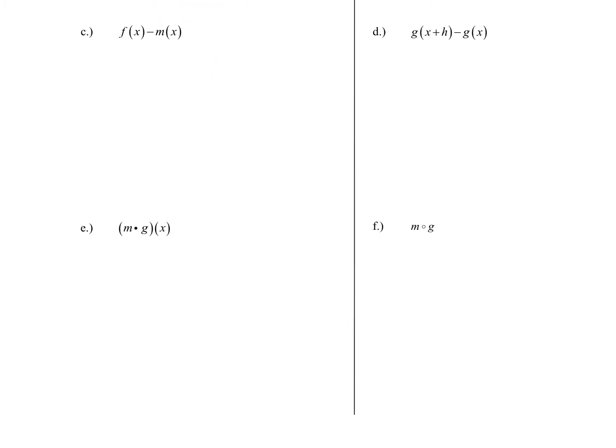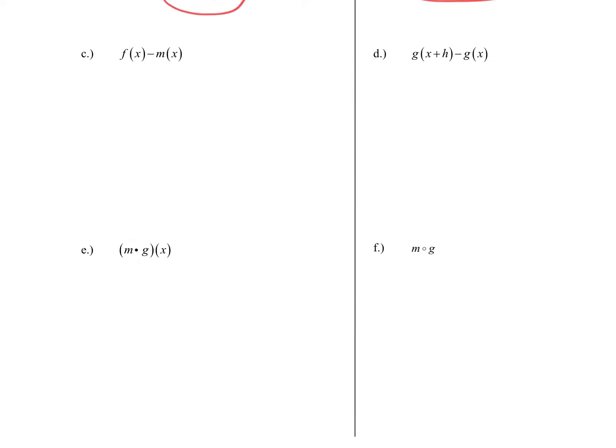On the next one, what we are going to do is subtract two functions. So we're going to take the original f function, which you still have on your paper, pretty visible there, was x over x minus 3. And we're going to subtract the m of x function, and m of x is 1 over 3x plus 1.